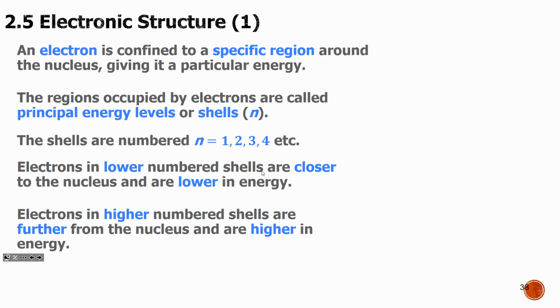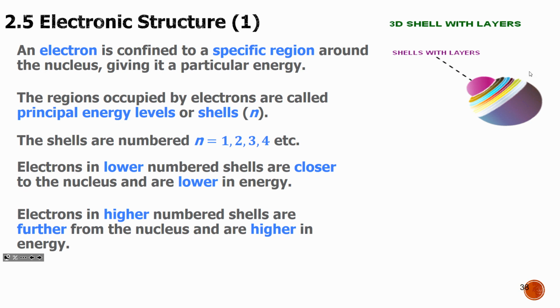Electrons in the lower number shells are closer to the nucleus and are lower energy. The ones in the higher number shells are further out from the nucleus and have a lot higher energy. So it's sort of like a shell with layers.